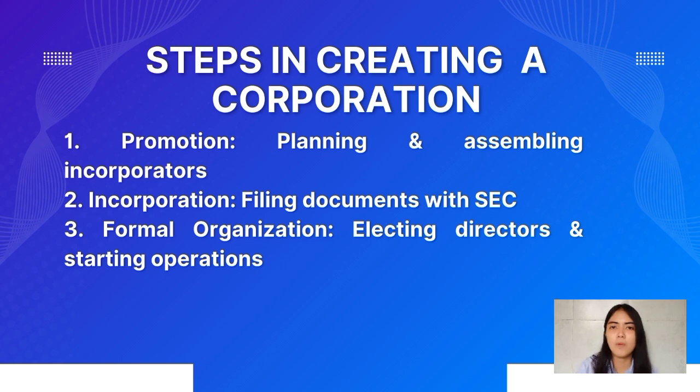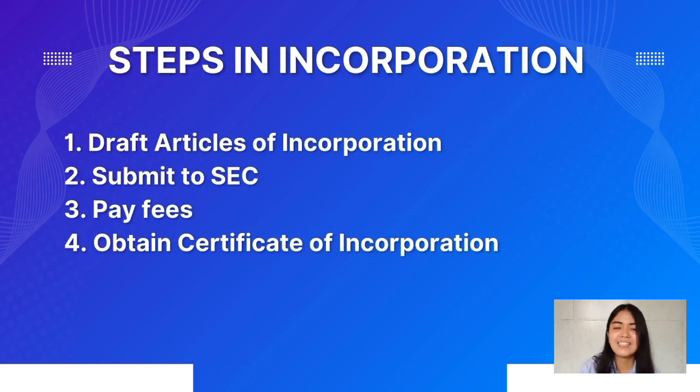Steps in incorporation. To incorporate the business, follow these steps. First, draft and execute the articles of incorporation. Second, submit the articles of incorporation to the SEC. And third, pay the required filing and publication fees. Fourth, obtain the certificate of incorporation from the SEC. Once the steps are completed, the corporation becomes a legal entity.